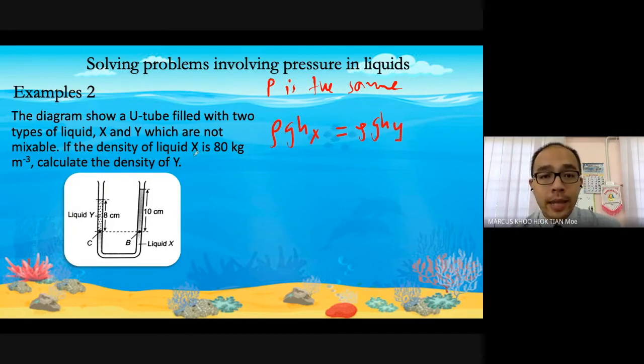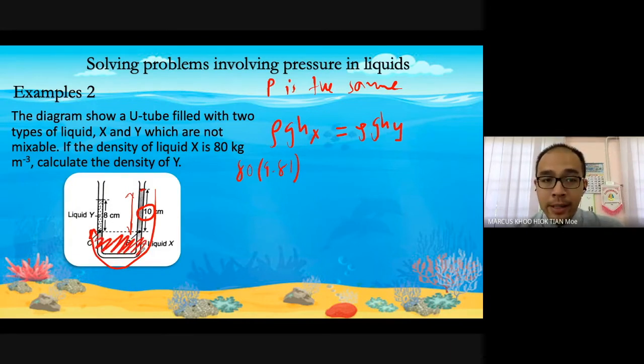Since the X density is 80, so 80 times 9.81 times the height of X. The height of X is from the topmost until the place where it is equal, so we're talking about 10 cm. Not all of it; we ignore the part below, because here it is already balanced. So we take only this part. So this is 10, equals to the rho of Y, which we want to count, times G, 9.81, then the height of Y is 8 cm.